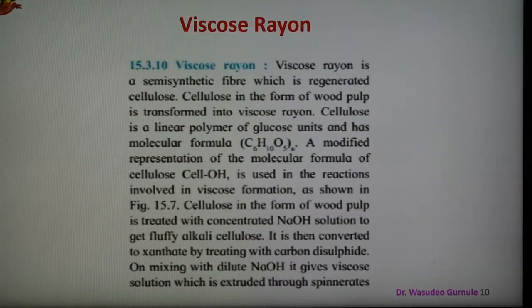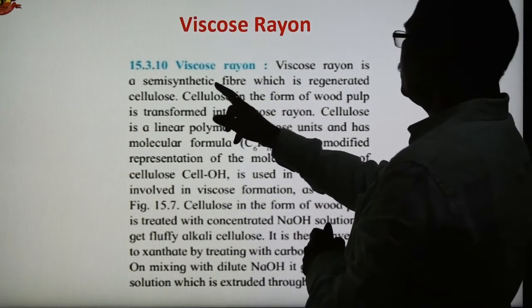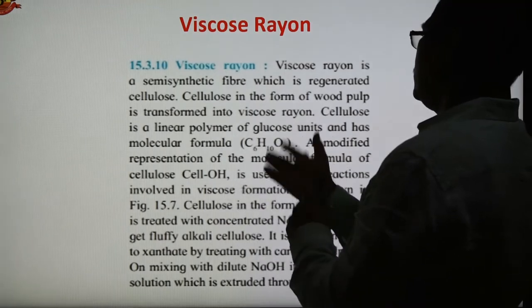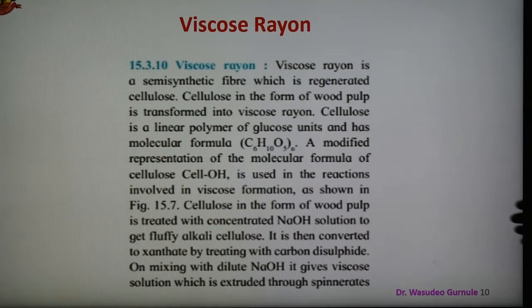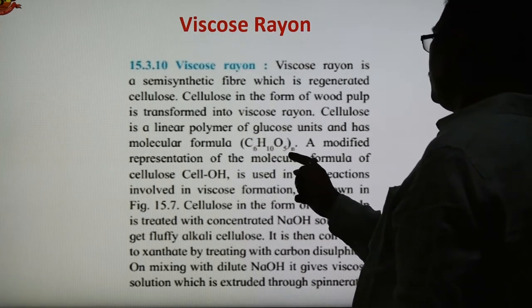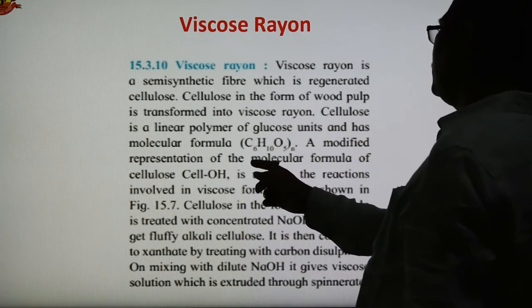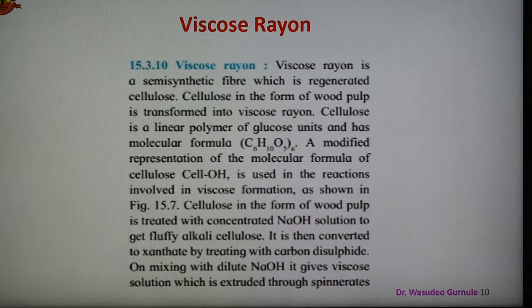After this, the last example is viscose rayon, and viscose rayon is a semi-synthetic fiber, also known as regenerated cellulose, and cellulose in the form of wood pulp is transformed into viscose rayon. So viscose rayon is a regenerated cellulose. Cellulose, a linear glucose unit, has the formula (C6H10O5)n, and the modified cellulose has the formula Cell-OH. In this way it is used in the reaction, and viscose rayon is formed.